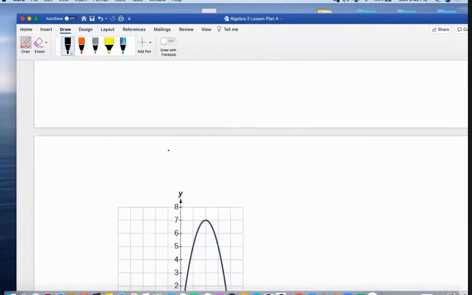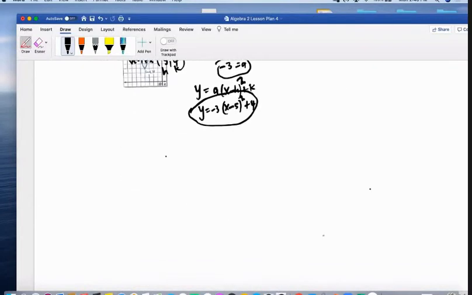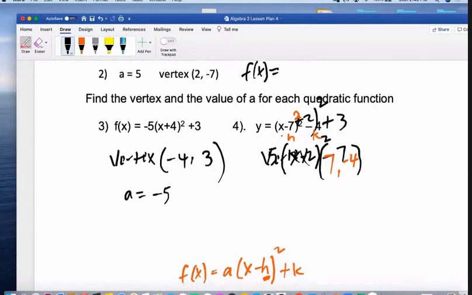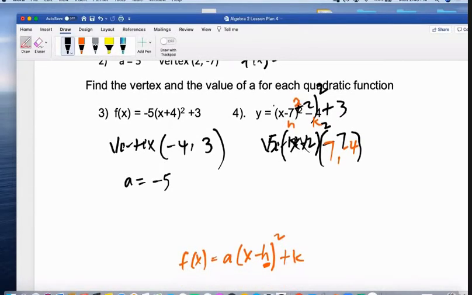Let's do this. So for number 4, sorry, the vertex would be 7, negative 4. Let me erase this. Hold on, guys. So the vertex will be 7, negative 4.